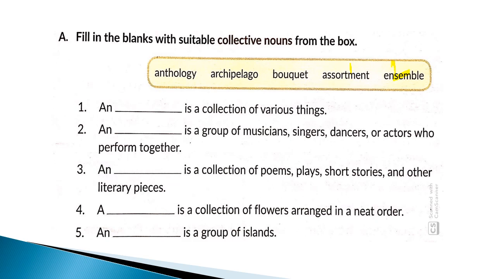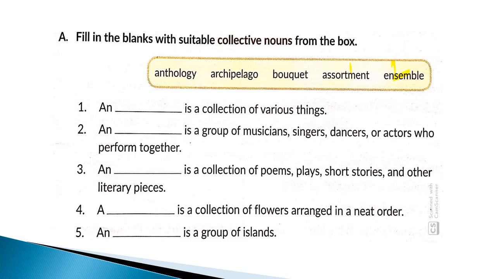Coming to fill in the blanks with suitable collective nouns from the box. This one is quite easy. An dash is a collection of various things, assortment, number 1. And dash is a group of musicians, singers, dancers or actors who perform together. Ensemble, number 2. And dash is a collection of poems, plays, short stories and other literary pieces.